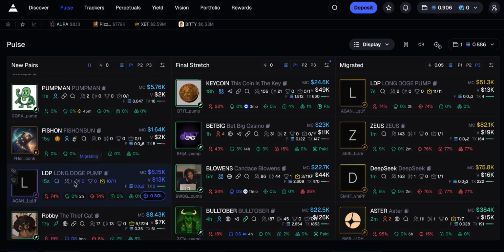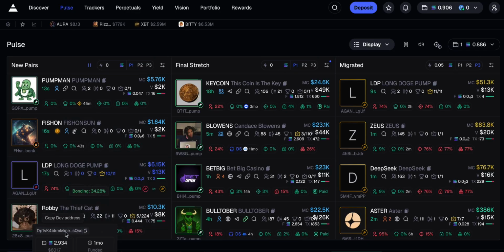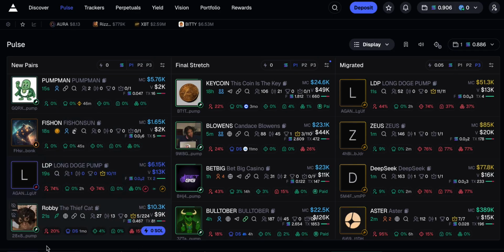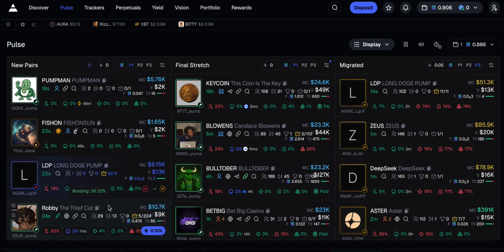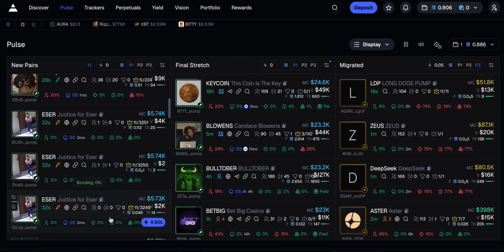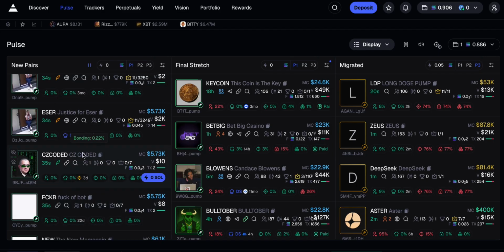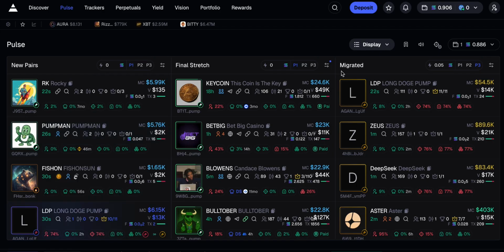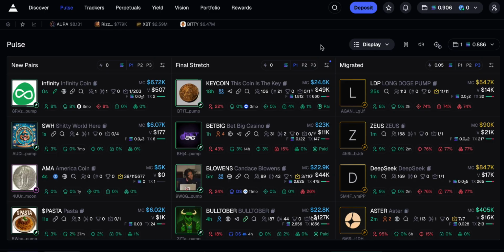As you could see here, like 74% top 10 holding, 7% sniper, 15% bundlers, 20% top 10 holders in like 23 seconds. This actually might not be a rug, but a lot of these coins that come out every single second just end up being rugs. So filters do help out.